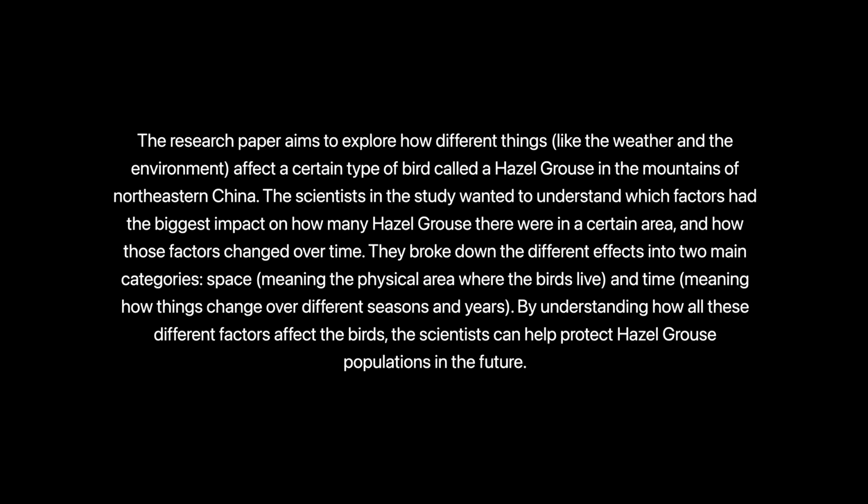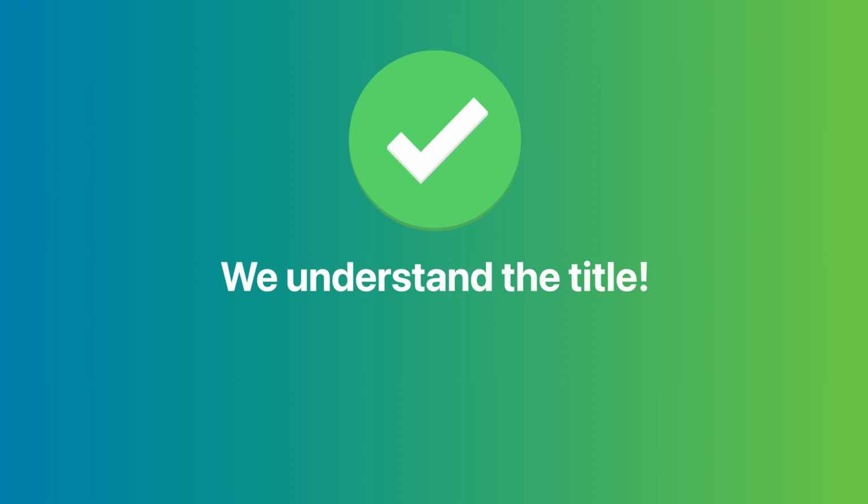The scientists in the study wanted to understand which factors had the biggest impact on how many hazel grouse there were in a certain area, and how those factors changed over time. They broke down the different effects into two main categories: space, meaning the physical area where the birds live, and time, meaning how things change over different seasons and years. By understanding how all these different factors affect the birds, the scientists can help protect hazel grouse populations in the future.